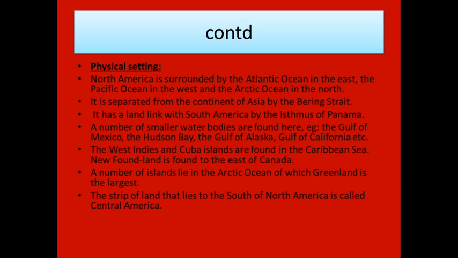West Indies and Cuba Islands are found in the Caribbean Sea. Newfoundland is found to the east of Canada. Here a number of islands lie in the Arctic Ocean, of which Greenland is the largest. The strip of land that lies to the south of North America is called Central America.